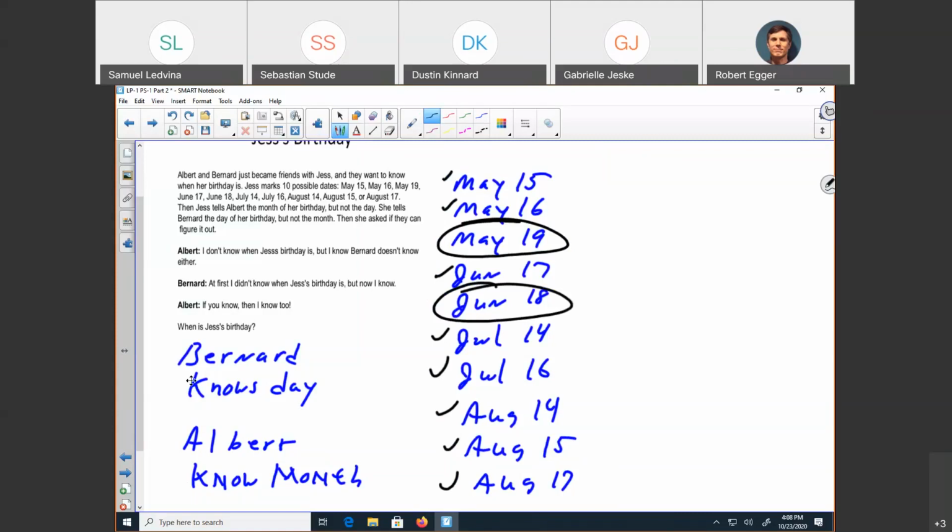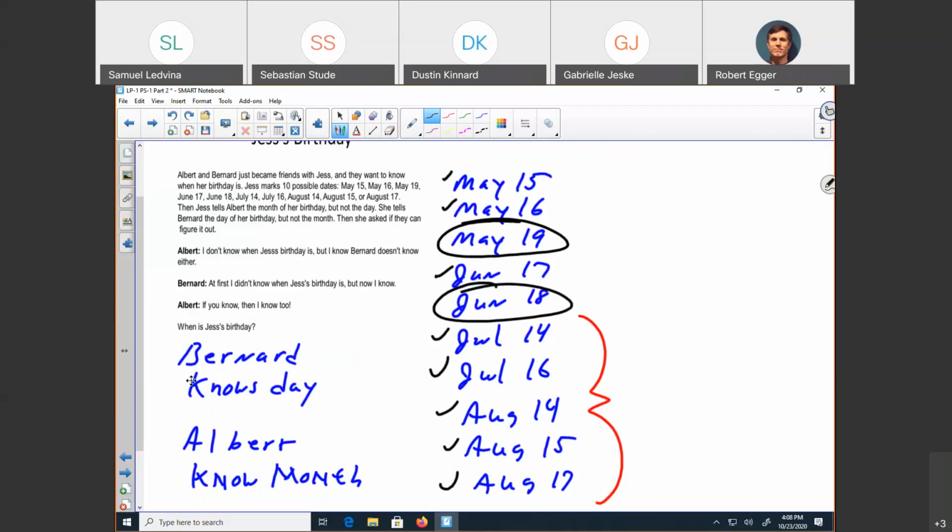So Albert is given the month, so he has a set of dates that he's looking at, which means, think about Albert's viewpoint. He's given June or July or August. And in that group is not the 18th or 19th. Okay. So that's why he says he doesn't know, but he also knows that Bernard doesn't know it.